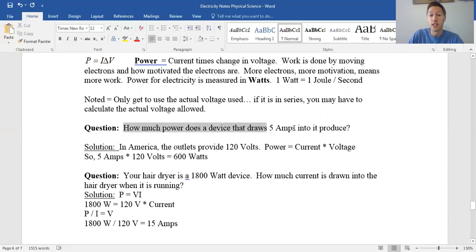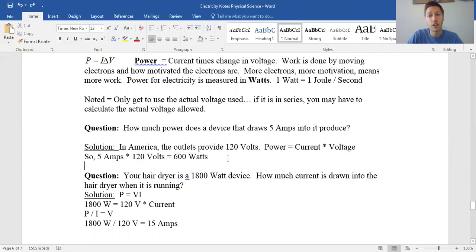So sample questions, how much power does a device that draws 5 amps into it produce? So if we have 5 amps of current coming into some device at your house, how much power is being used by it? All right, so I didn't give you the voltage. In America, your outlet provides 120 volts. All right, power is equal to how much current, which is how many electrons are showing up in amps, times how much voltage they get, how much motivation they have. So they're 120 volts motivated, there's 5 amps coming in, that's going to be 600 watts being done.